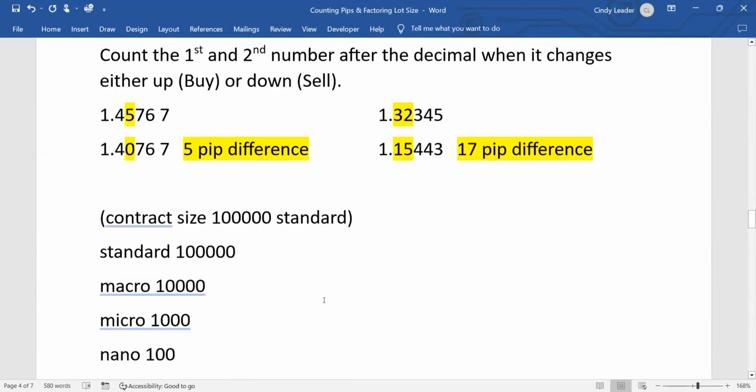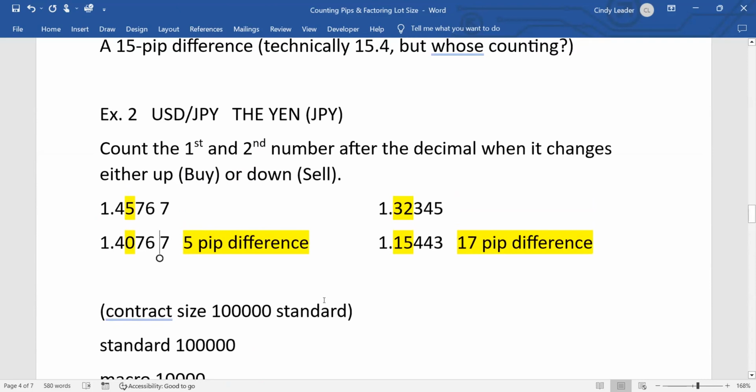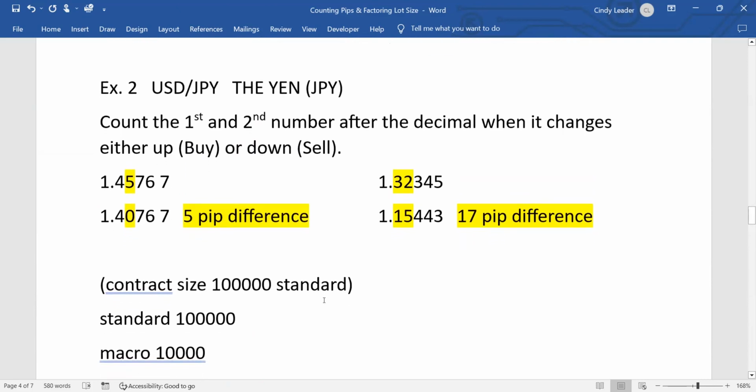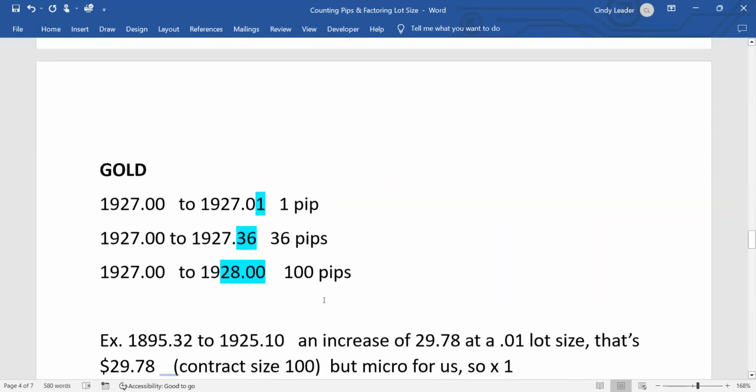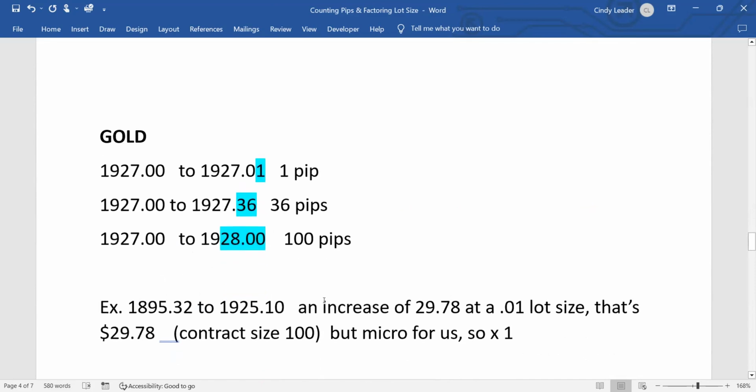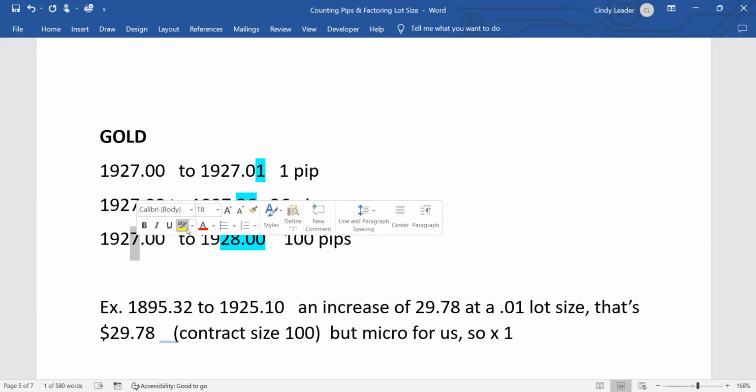Did we do JPY? Oh, we did. Okay, so we're just counting the first and second number after the decimal point. So let's look at something like gold. Okay, so gold, we're counting pips, the second digit after the decimal point, kind of like base 10. You can see the second digit after the decimal point goes up by one pip, goes up by 36 pips. Goes up by 28 on the other, or 1 on the other side. This counts as 100 pips. This little sucker right here counts as 100 now.